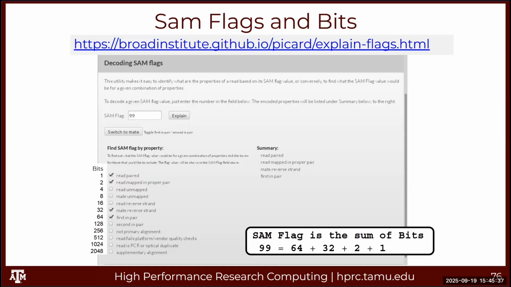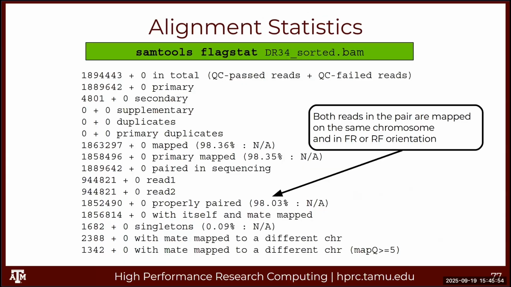That's 99. So 99 is these 4 values. It's a paired read. The reads are mapped properly, meaning they're on the same chromosome. The mate is on the reverse strand, and this is the first one of the pair. So it gives you information about alignment. It can be important. Let's do samtools flagstat.